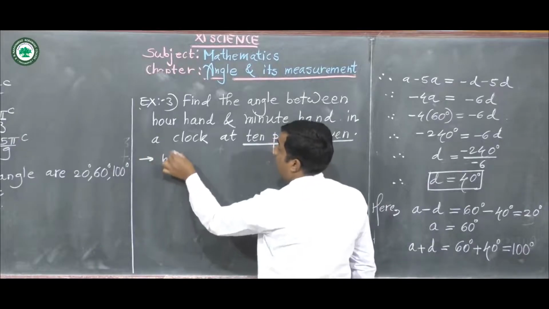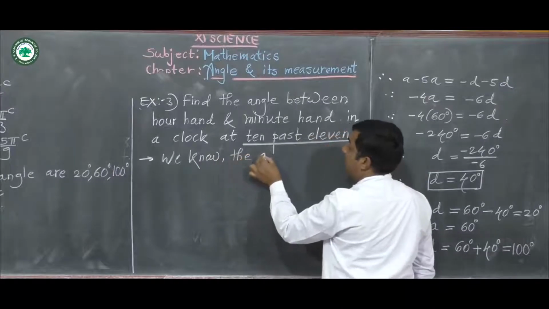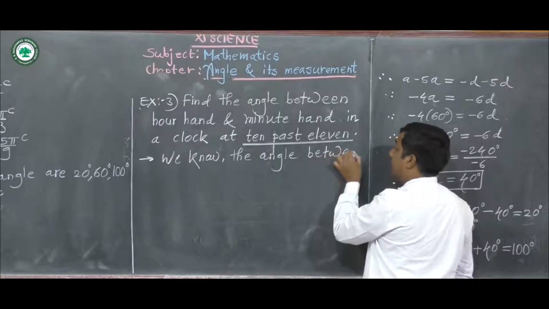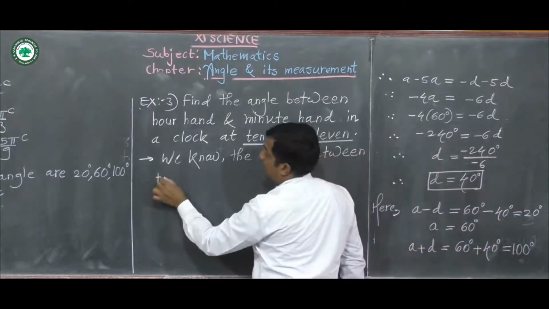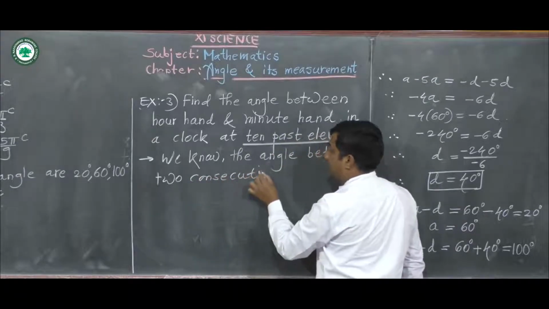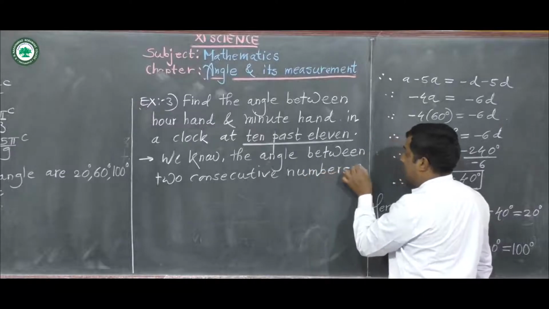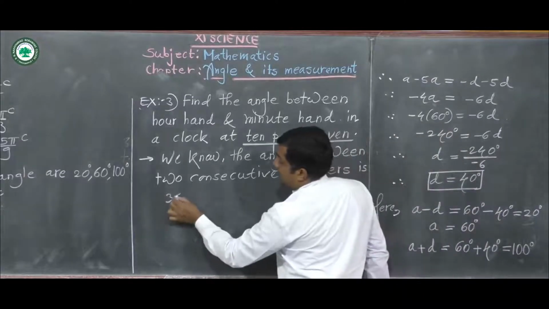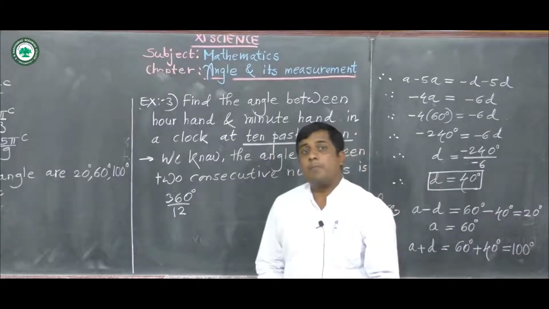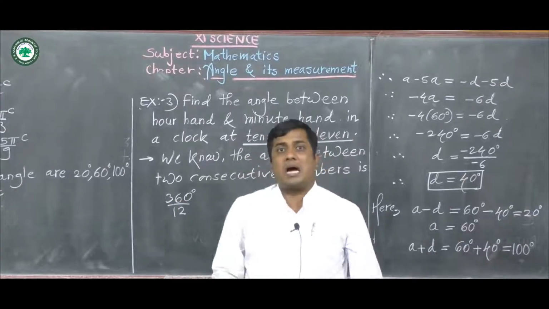Remember, we know the angle between two consecutive numbers is 360 degrees upon 12. Remember, one complete rotation is 360 degrees and a total of 12 numbers are given.